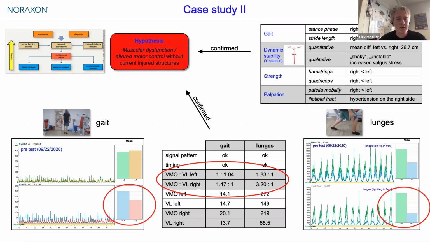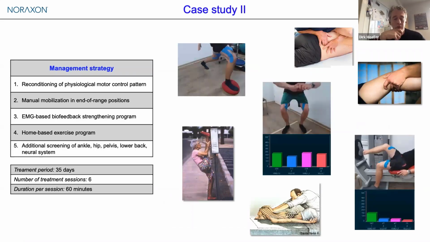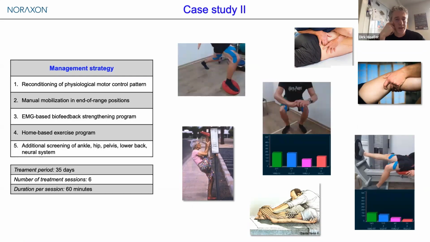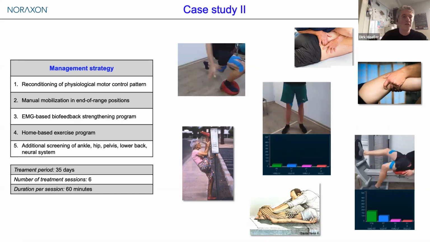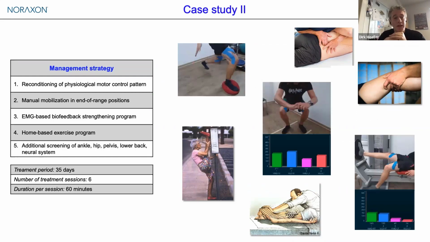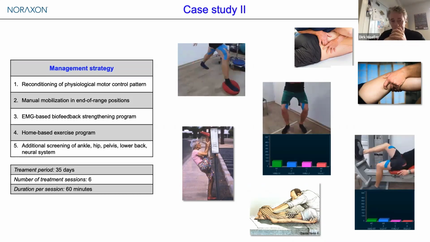Just this picture now, both information from the EMG data and from the physical examination data confirms the hypothesis that we have a muscle dysfunction and an altered motor control. So what was our management strategy? As I mentioned, we trained the lunges. We want to train in these situations so that he trains his muscles, but under the idea of a reconditioning of physical motor control pattern. We want to increase the VL activity to have a better ratio between VMO and VL. And we mobilized the patella in end of range positions because he has problems. His patella is less mobile, so he needs manual therapy.